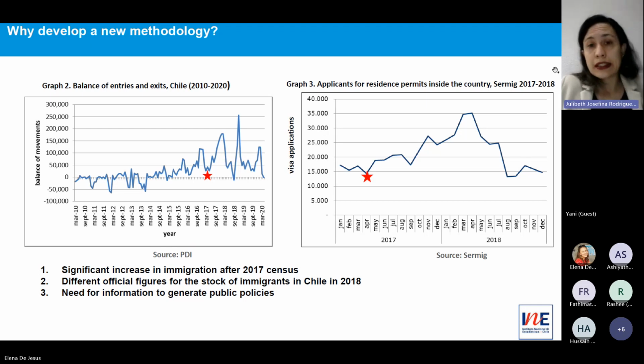And also in 2018, there were at least three official figures of the stock of immigrants. One was from the census, another from the socioeconomic characterization survey, and another from the Ministry of Interior, which generated institutional mistrust. So this situation led us to the assumption that the 2017 census had become outdated in terms of measuring the total number of foreigners or foreign-born population residing in Chile. Next, please.